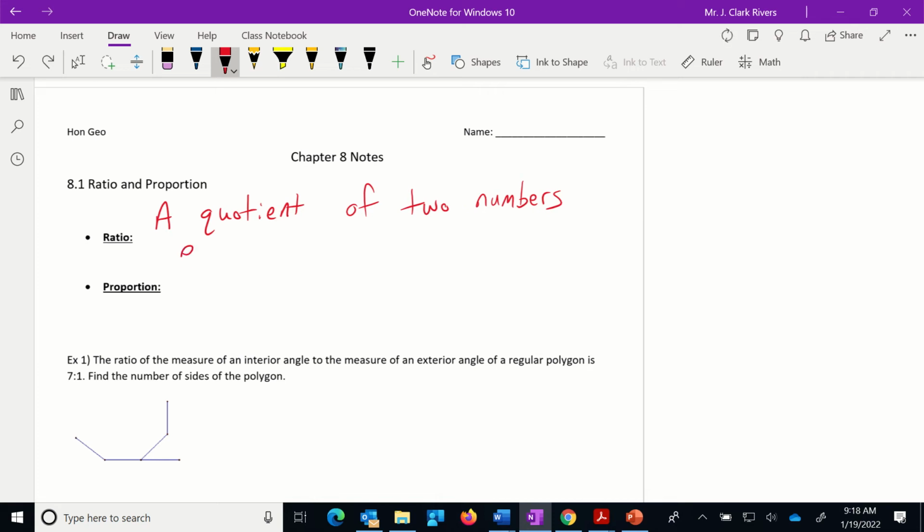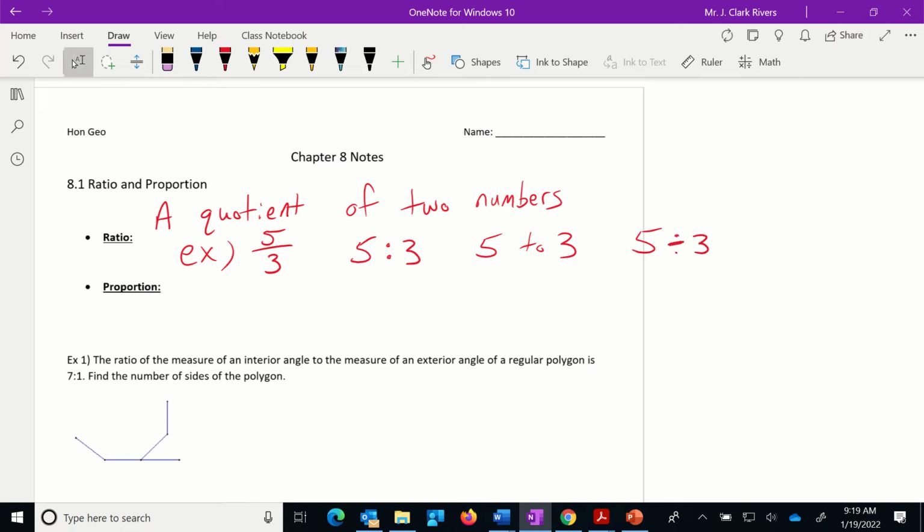So here's some examples of a ratio. One example is this, or 5 to 3. These are the same thing. Or 5 to 3. All three of these are the same thing. Or 5 divided by 3. So all of these mean the same thing.